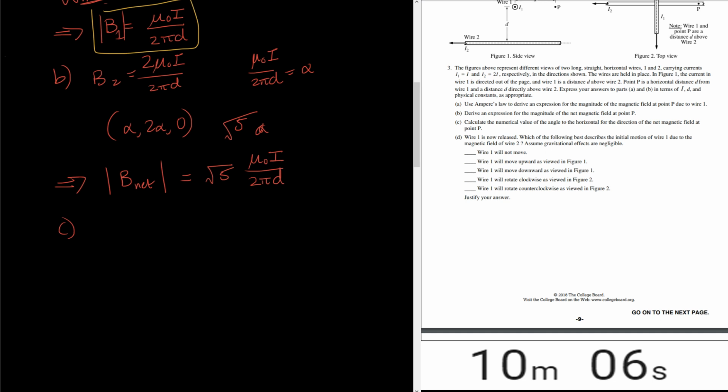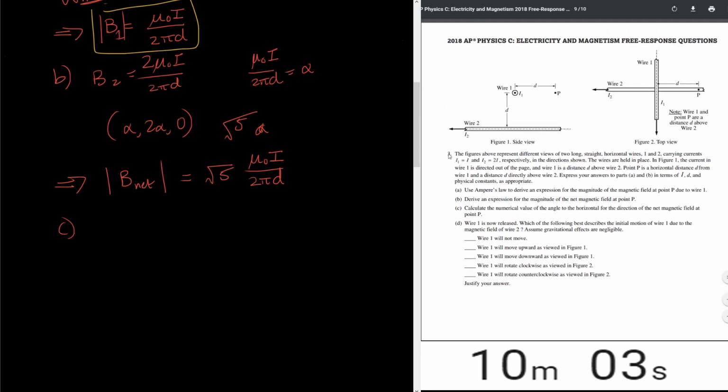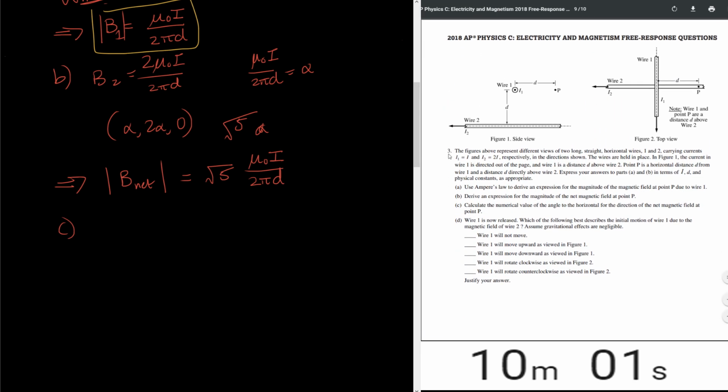Calculate the numerical value of the angle to the horizontal for the direction of the net magnetic field, the angle to the horizontal at point P. What is the horizontal? I'm assuming that's for wire 1. I see, horizontal distance d.